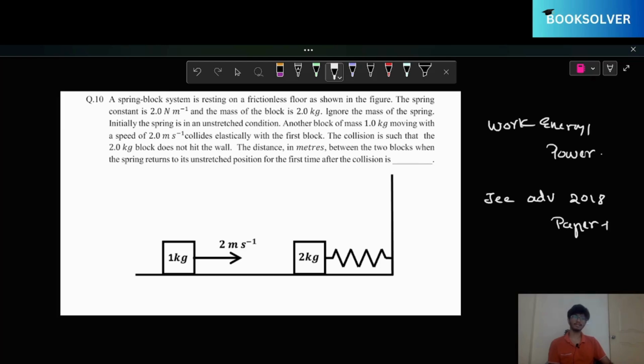It goes like this. A spring-block system is resting on a frictionless floor as shown in the figure. The spring constant is this and the mass of the block is this. Ignore the mass of the spring. Initially, the spring is at its unstretched condition.